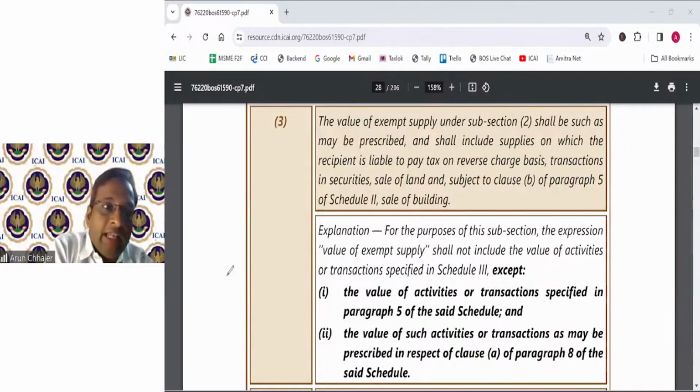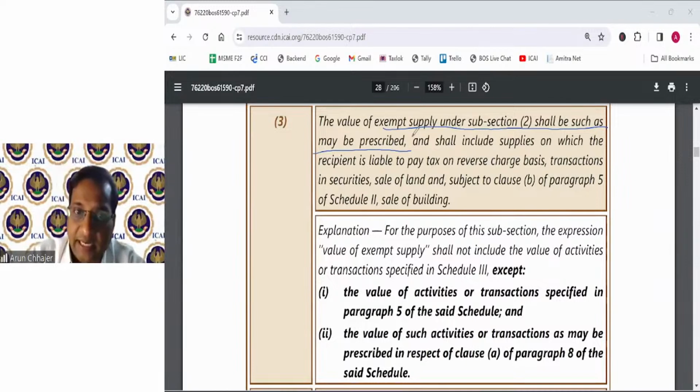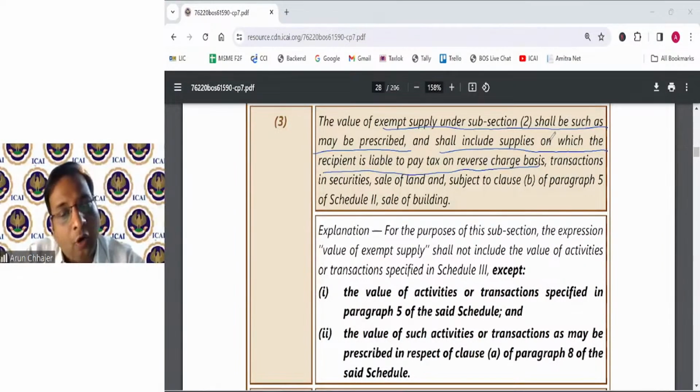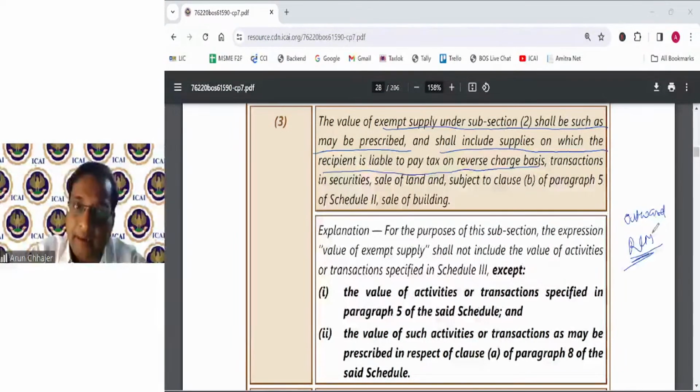The value of exempted supply shall be such as may be prescribed and shall include supplies on which the recipient is liable to pay the tax on reverse charge basis. It means the recipient is paying the tax on RCM. It means outward RCM in the hand of the supplier will be considered as exempted supply.